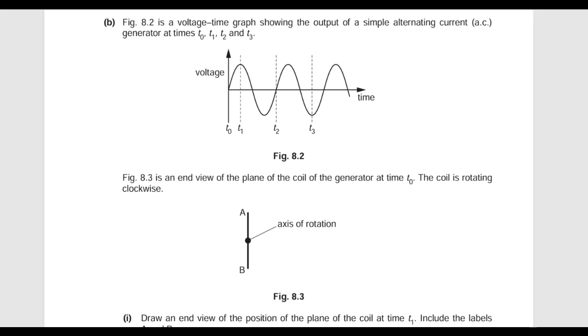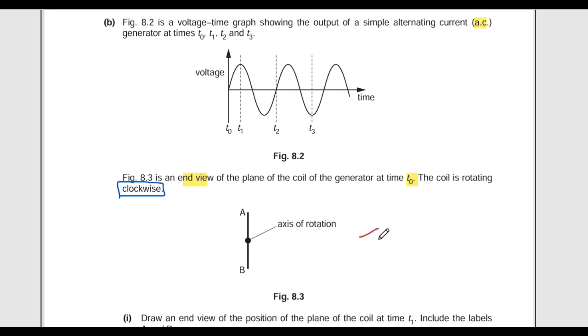The B part of the question says figure 8.2 is a voltage time graph showing the output of a simple alternating current generator. At time t naught, at t1 it is maximum, at t2 it is minimum, and at t3 it is negative maximum. Figure 8.3 is an end view of the plane of the coil of the generator at time t naught. The coil is rotating clockwise. So the coil motion would be clockwise. This is an important point.